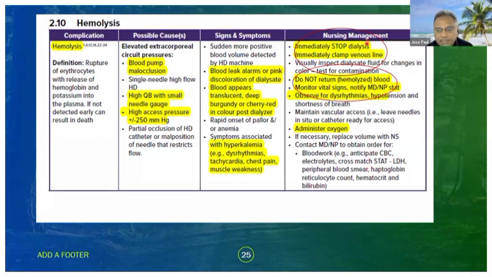So stop dialysis, clamp the venous lines, don't return the blood, monitor vital signs, and call the doctor. This is what you have to do in a hemolysis. And once the problem has been sorted out, then only after the doctor's advice, you then commence the patient on dialysis.